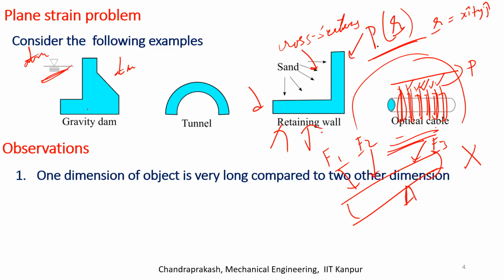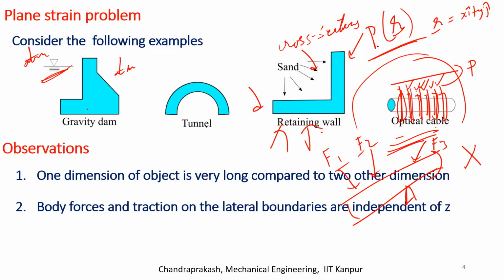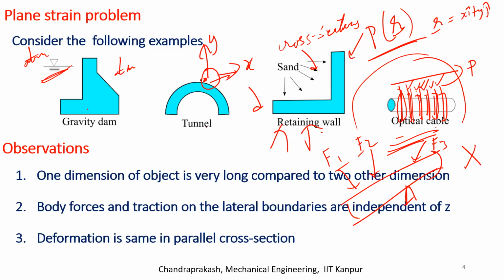The dimension is very long. Everything is the same along the length, as in they are independent of z. It's a constant function with respect to z. Z is the axis. So when I say z, so this is y and this is x. So which means z is the guy which is outside. Okay, body forces, traction, displacement, everything are independent of z. And deformation is same in every parallel cross section. Okay, these are our observations.